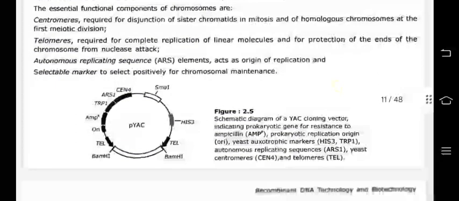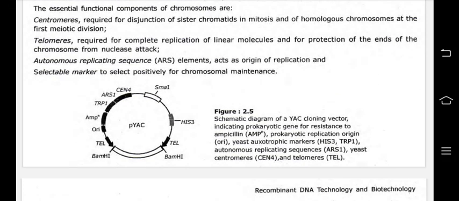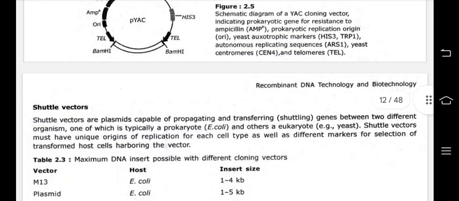Here we can see a schematic diagram of a YAC, or yeast artificial chromosome, cloning vector, indicating the prokaryotic gene for resistance to ampicillin, prokaryotic replication origin, yeast auxotrophic markers, autonomous replicating sequence, yeast centromere and telomere.